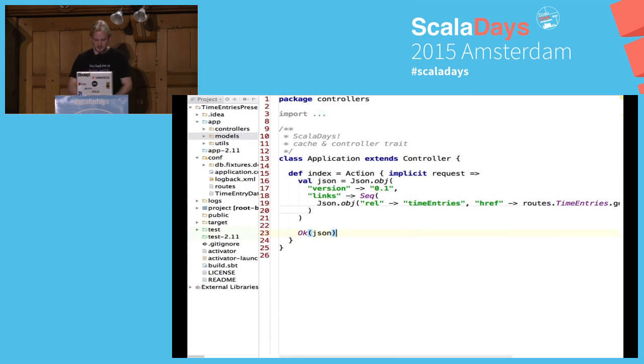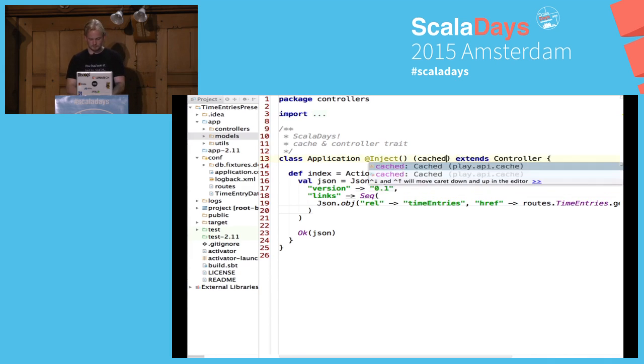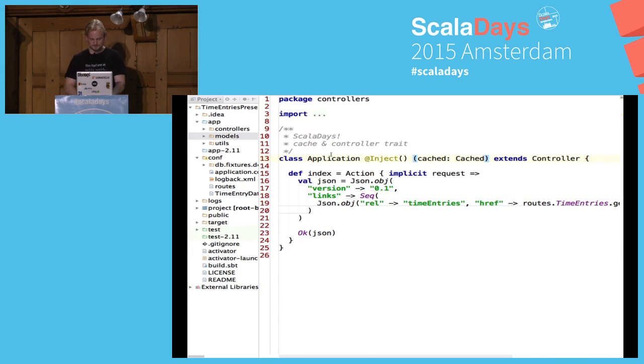And in Play that's really easy. Since Play 2.4, Play uses dependency injection, so you have to inject an object called the Cached object, and it's like a helper object for you to easily cache responses. So then you use the Cached object, and it has a function status where you have to supply a key. So let's call it index.